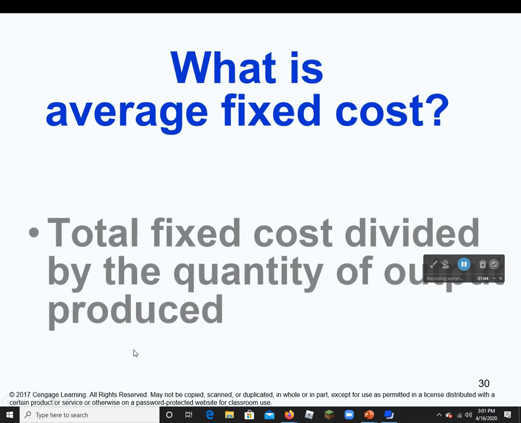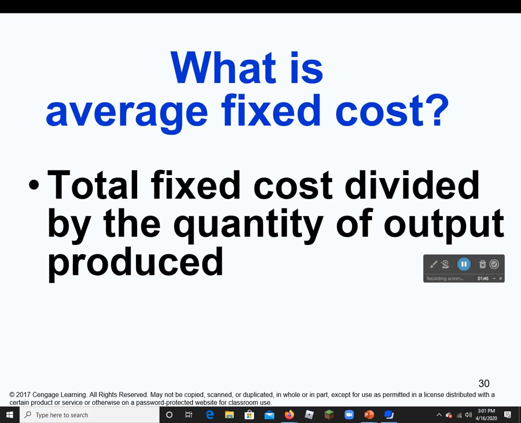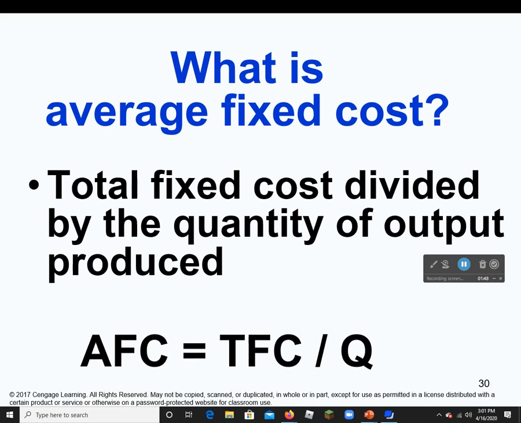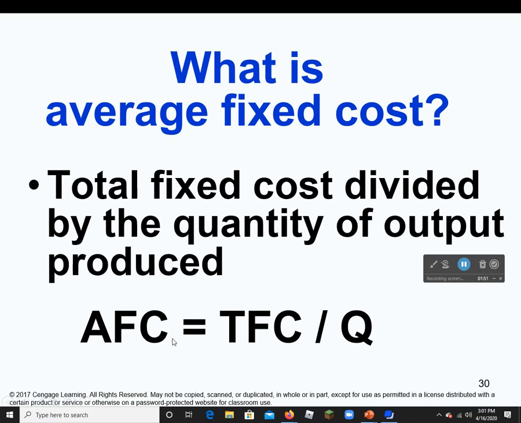Average fixed cost: total fixed cost divided by the quantity of output. There should be an AFC sub Q because these fixed costs change as output changes. Our average fixed cost at any given level of output is equal to the total fixed cost divided by that amount of output.